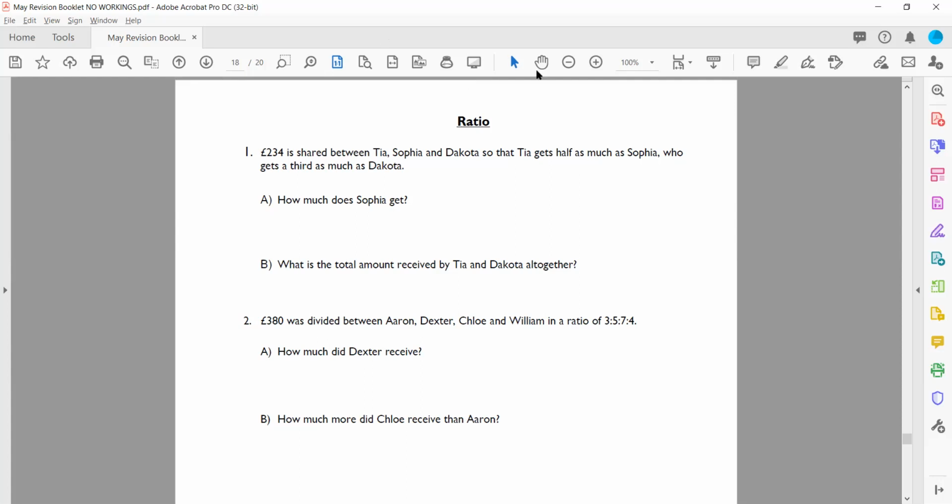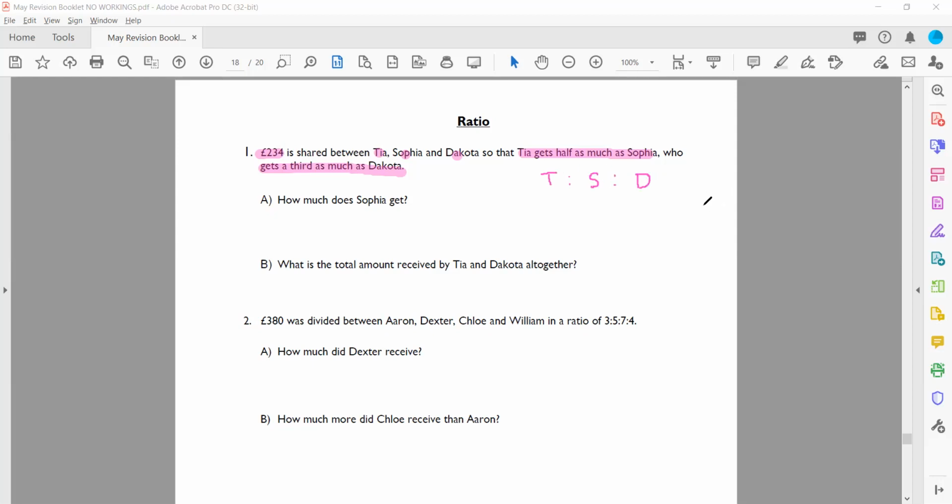So here we've been told £234 is shared between Tia, Sophia, and Dakota, so that Tia gets half as much as Sophia, who gets a third as much as Dakota. So I would give the girls' names my column headings. So T, S, and D.